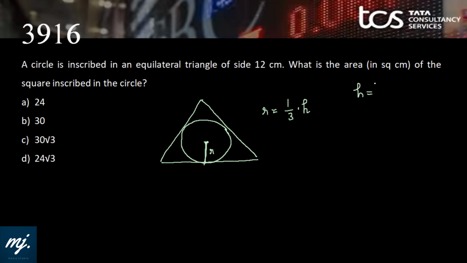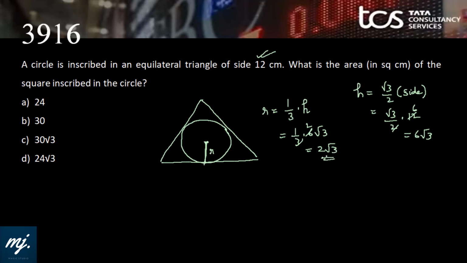Height of an equilateral triangle is given by root 3 by 2 times the side of the equilateral triangle. Now the side is 12 centimeter. That means height is root 3 by 2 into 12, that is 6 root 3. Therefore the radius of this particular circle is 1 by 3 into 6 root 3, that is 2 root 3. Done. Radius of incircle is 2 root 3.